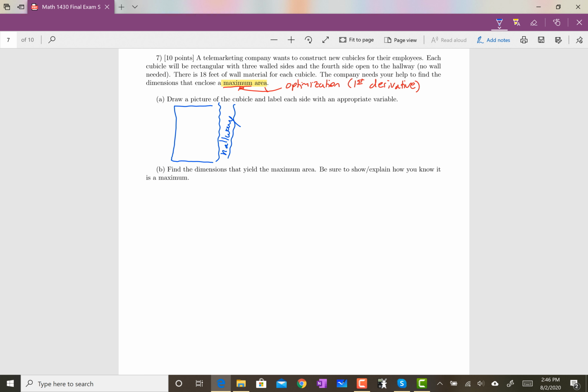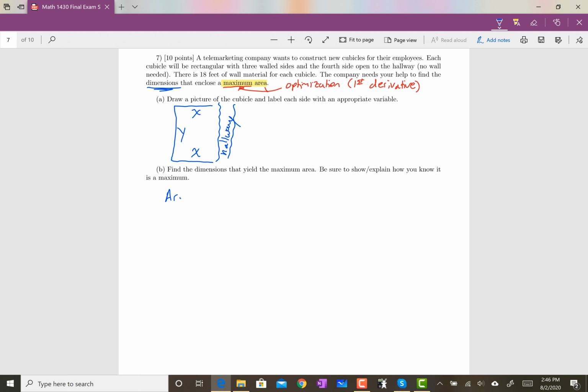What are the variables going to be? Well, I'm trying to find dimensions, so I can call this x, this y, and this x. Okay, so part B is where all the action takes place. Find the dimensions that yield a maximum area, and be sure to show or explain how you know it is a maximum.